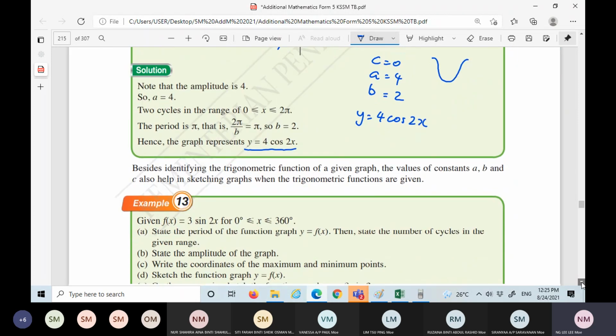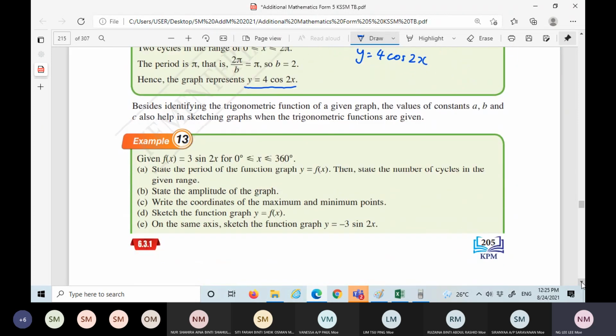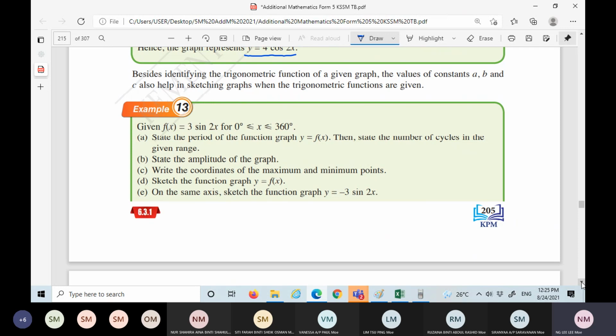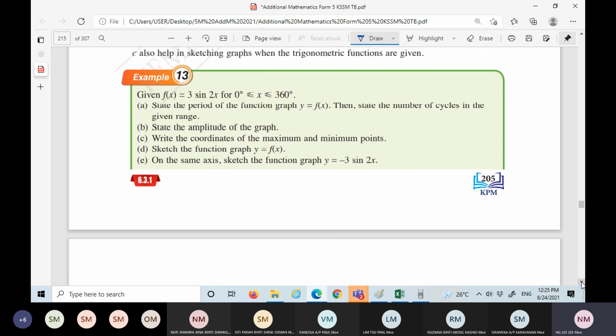Examples 13 and 14 we will go through in the next lesson. I will give more examples, don't worry. Because I really want you to do this question during the exam if possible. I want you to really master this type of question. If not mistaken, if you just sketch the graph, the graph with the A, B, and the C, you will get maybe 3 to 4 marks there.